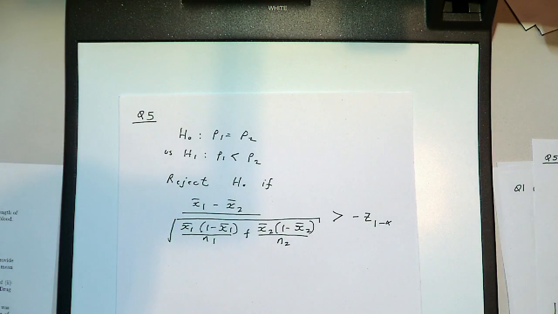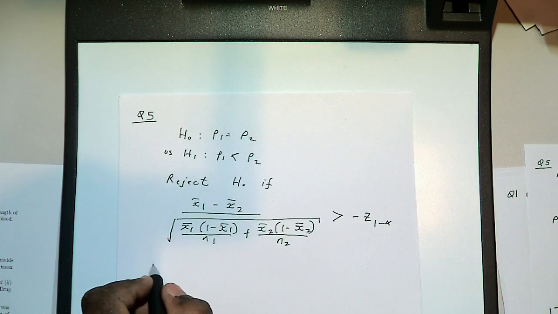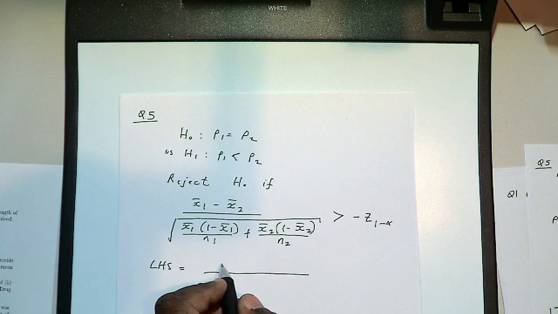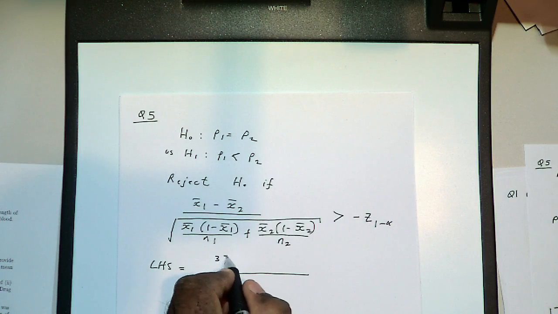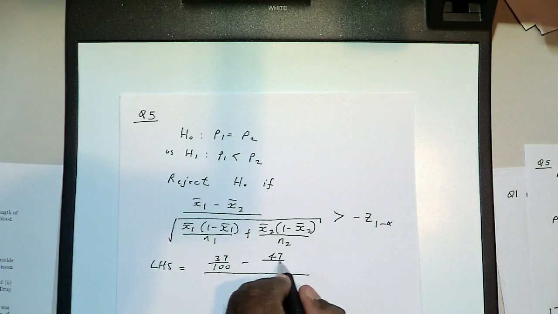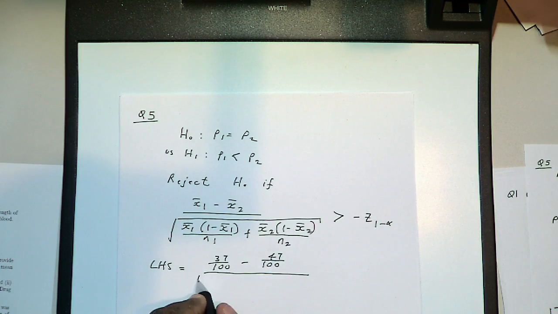By the way, here you should interpret x bar 1 and x bar 2 as sample proportions, not as sample means. Whenever you have a question on proportions, x bar should be interpreted as the sample proportion. So let's work out the left and the right hand side. The left hand side: x bar 1 is given as 37 out of 100, so it's 37 divided by 100. X bar 2 is given as 47 divided by 100.